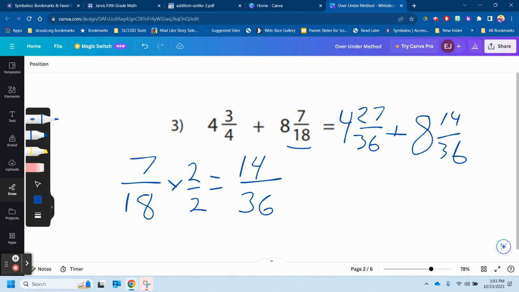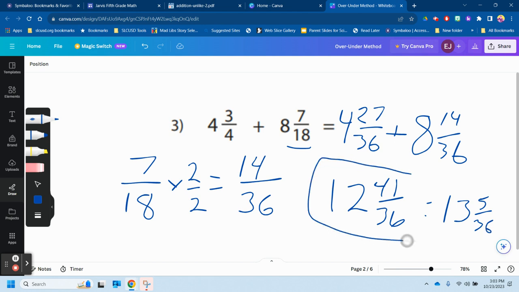And I'm going to get 12. 4 plus 8 is 12. 27 plus 14, I can get 41/36. That's an improper fraction again. If you're kind of advanced, you can convert the improper fraction. You're going to end up with 13 and 5/36. But we'll do that later. So that's optional. But if you have this, that's fine. Okay, 12 and 41/36.